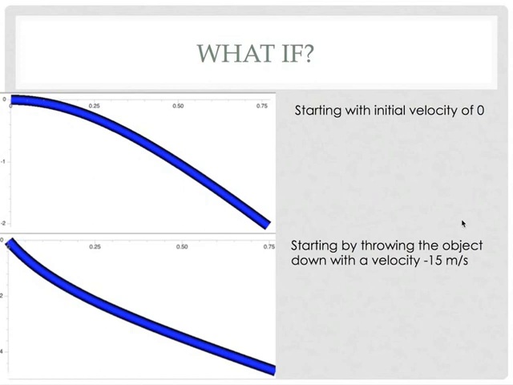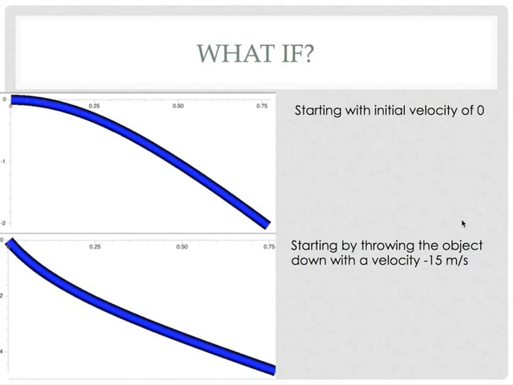What if we threw the object downward? Let's use VPython to simulate this unique situation. The first plot is a model of an object being dropped with an initial velocity of 0. The second is a model with initial velocity of negative 15 meters per second in the y direction.